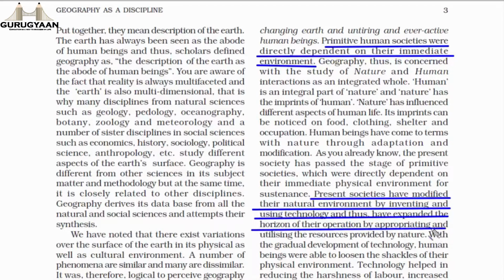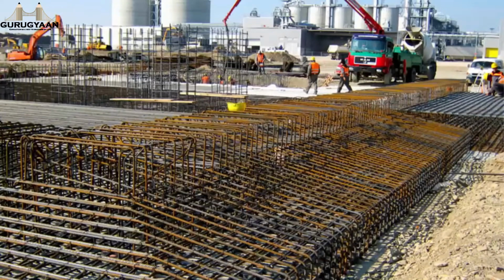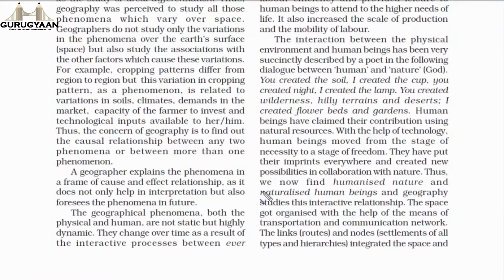One good example would be that with the creation of big machines, the physical environment can be modified by humans, which was extremely difficult once upon a time. Therefore, we can say technology brought freedom. It helped in reducing the harshness of labor, increased labor efficiency, and provided leisure to human beings to attend to the higher needs of life.